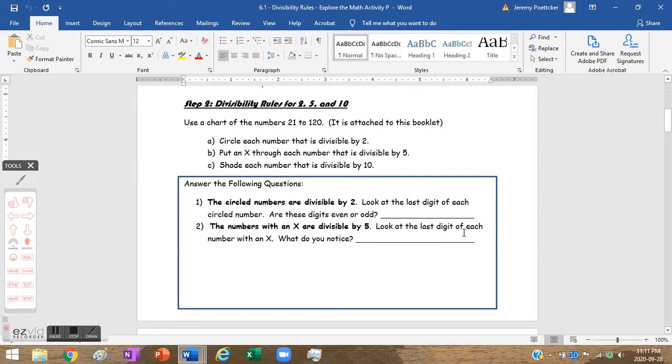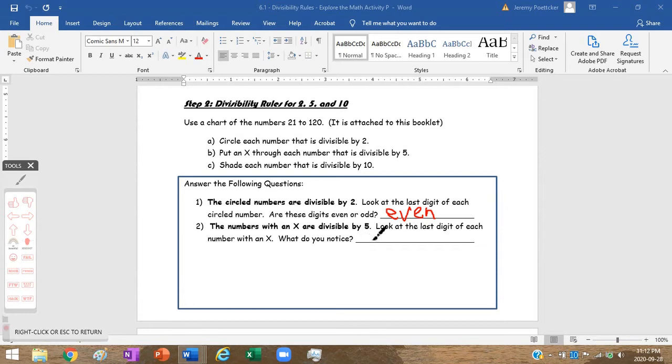If you haven't paused, make sure you do that now and actually finish that chart. Don't just go to this here and say, hey, I'm going to get the answers, because it'll make a lot more sense if you've actually done the work. If we take a look here, circled numbers are divisible by 2. Look at the last digit of each of these circled numbers. Are they even or odd? You're going to notice those are all even.